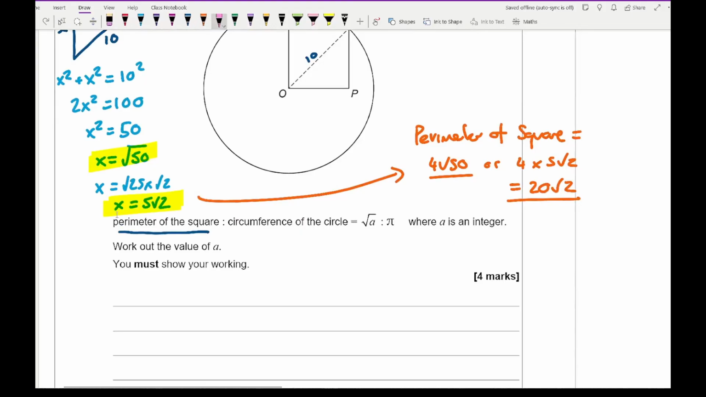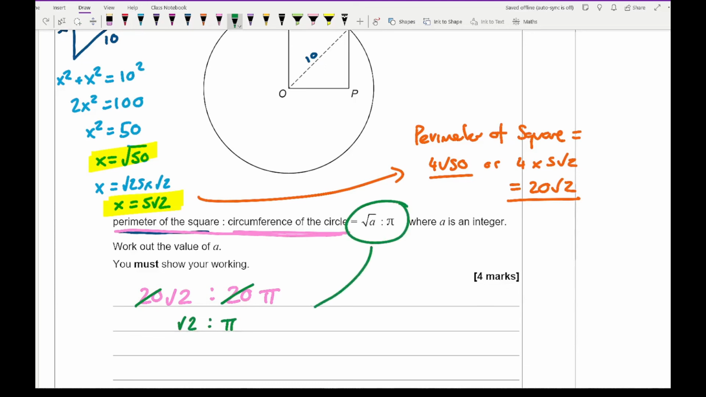Now going back to the original ratio, it says the perimeter of the square, which is 20 root 2, to the circumference of the circle, which I'm given in the question, which is 20 pi. So there, that is true. And all that's left for me to do is simplify this. Now we've got 20s on both sides, so we cancel that down. So I've got root 2 to pi. So then comparing it to this, what does a equal? A equals 2.